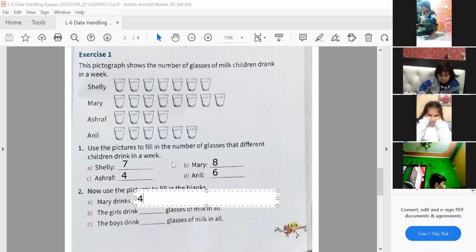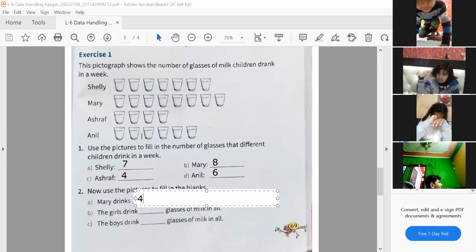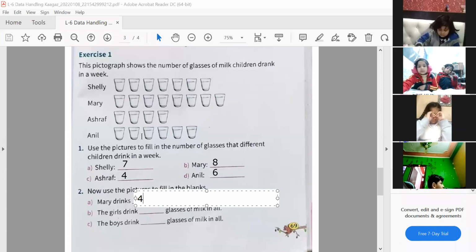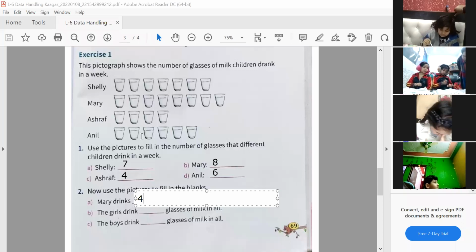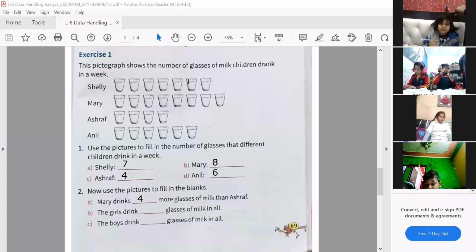Okay. Now the next question. Parth, please unmute yourself. Good morning. Now, the girls drink dash glasses of milk in all.